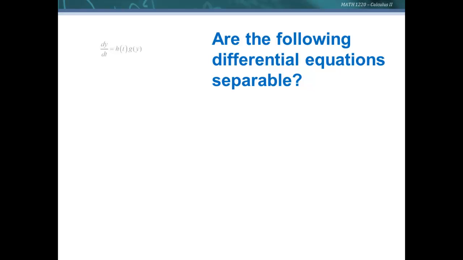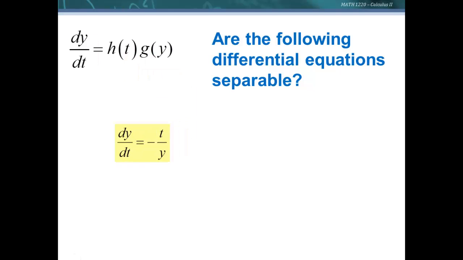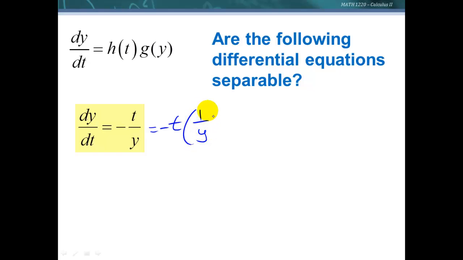So are these separable? Remember, we're looking for that product of a function of t and a function of y. And it turns out that you don't have to actually have both of these in here. You could have a constant. For example, for h of t, it could be the constant 3, and you'd still be able to separate, as we'll see. So this one, is it separable? The answer is yes, because I could express this as negative t multiplied by 1 over y. And so my h of t is negative t, and my g of y is 1 over y.